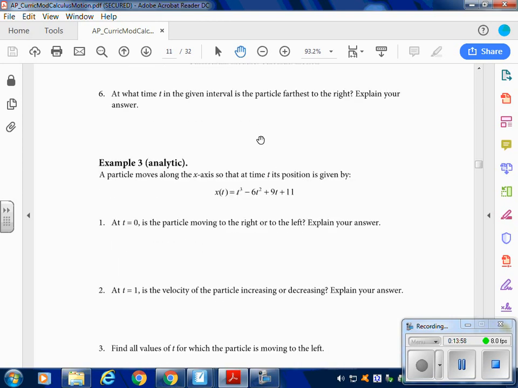Y'all probably didn't notice there's one problem on the top of the next page that deals with this for number 6. So if you haven't read number 6, I'd like you to try to read it and see if you can think of the answer. And I'm going to pause the video while y'all work.